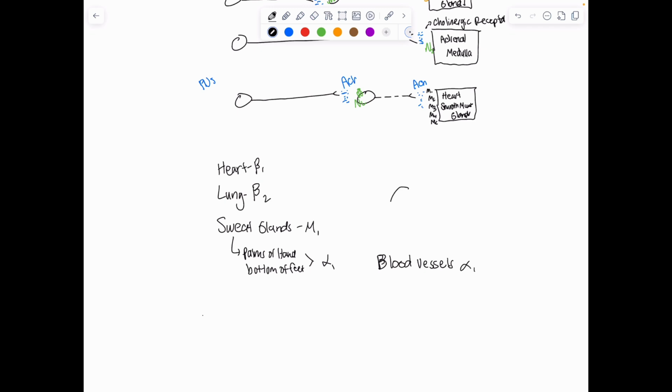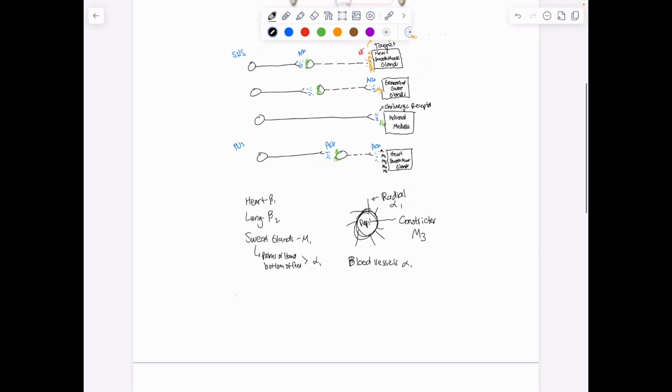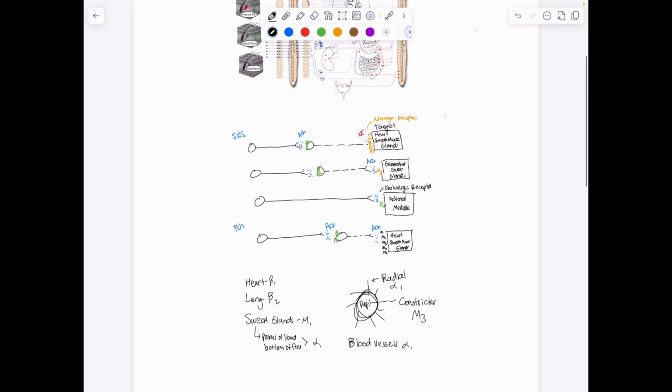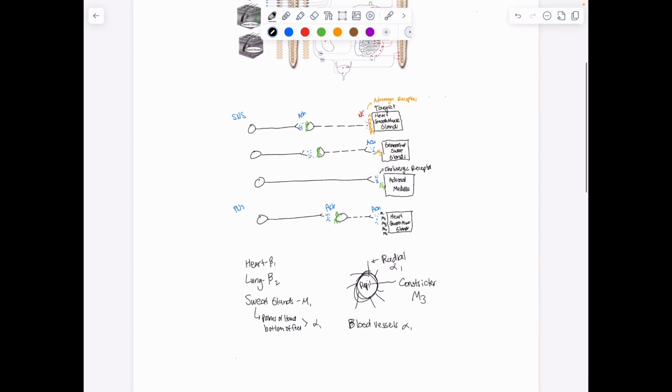Then for this next one, I'll draw a picture. So this is the eye. In the middle, we have the pupil. And the pupil is a constrictor. And that's going to be M3. And then on the outside, we have these things called the radial. And that's going to be alpha 1 as well. And that wraps up this question for this essay.